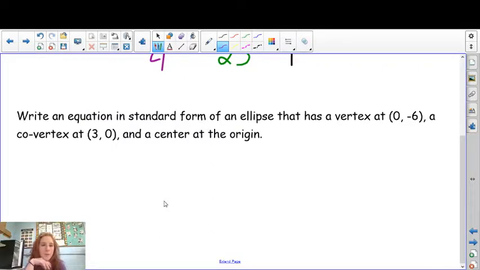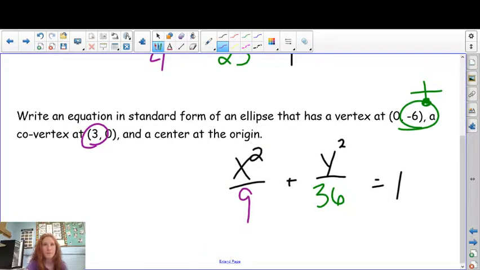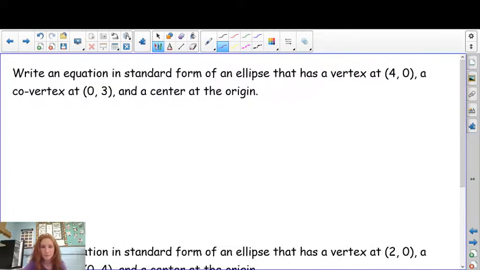Same idea here. We're going to write an equation in standard form of ellipse that has a vertex at (0, -6) and a covertex at (3, 0). So since, again, my -6 is in the y, I'm going to have my vertex going up and down. So that's down here. But he's going to be squared, so it's 6 times 6, -6 times -6, which is 36. And then I have 3 times 3, which is 9.